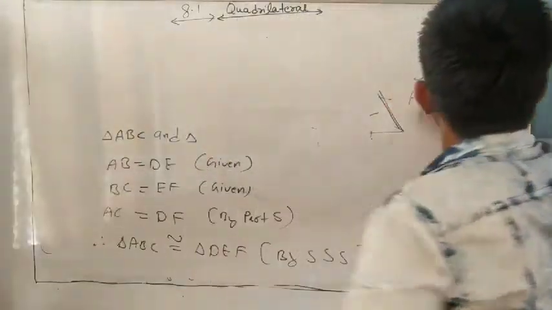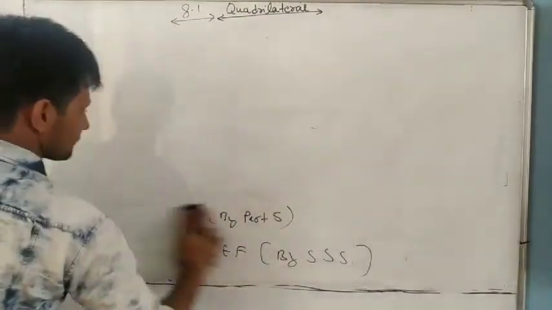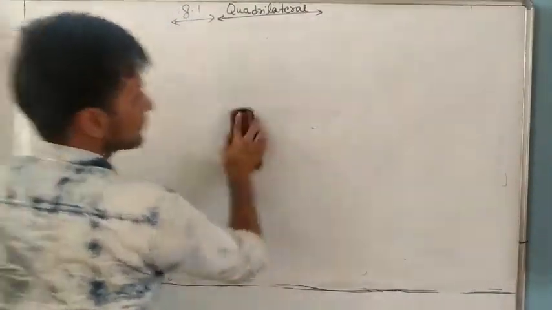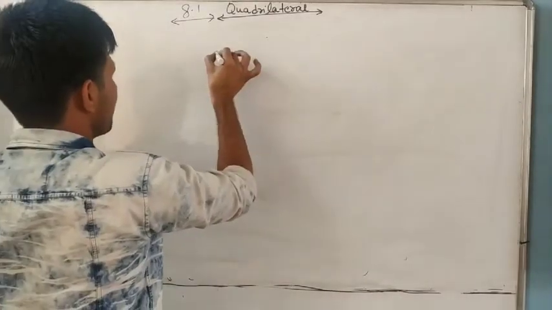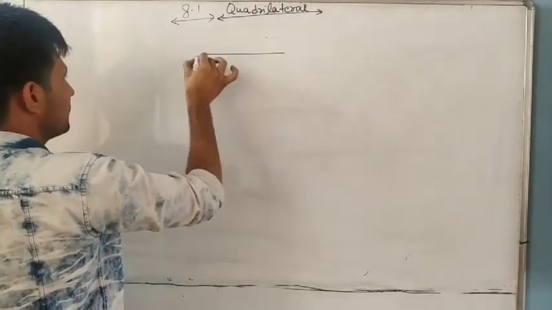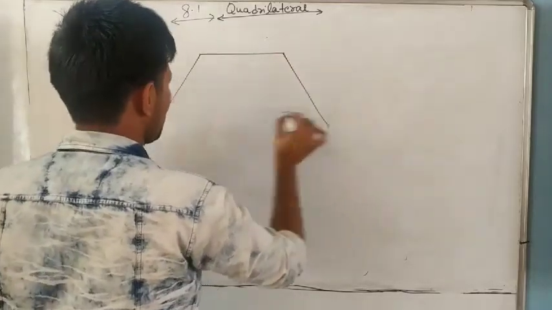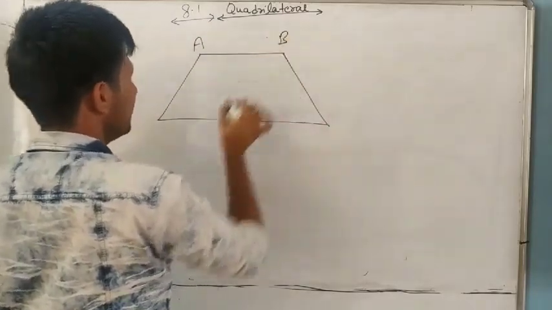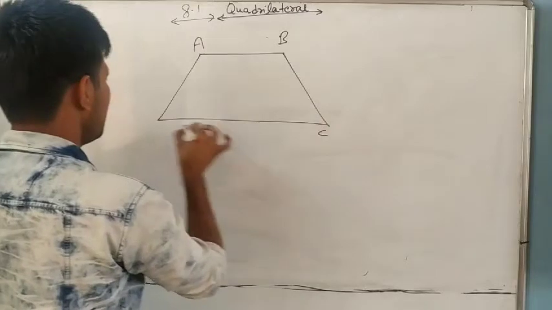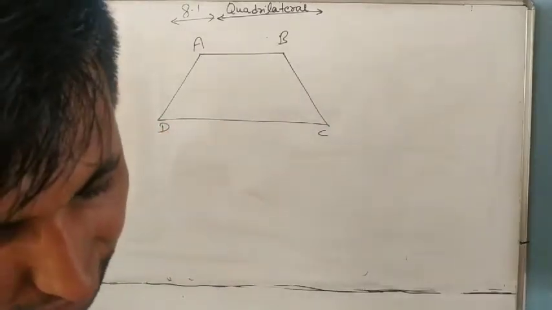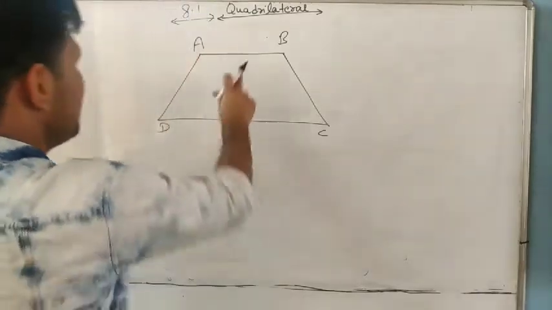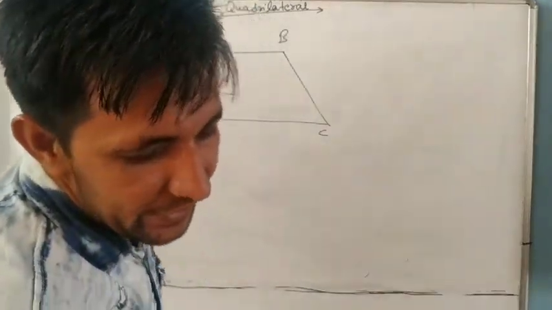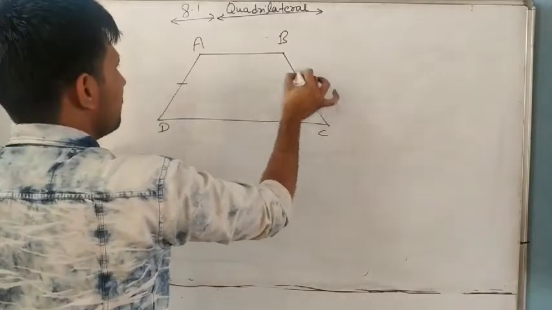Next, the last part, and today we will finish this exercise. Read everyone. First, ABCD is a trapezium, given. Does everyone know what a trapezium is? A trapezium means one pair of opposite sides are parallel. ABCD is a trapezium given in which AB is parallel to DC, these two are parallel, given. And next, AD equals BC, given.